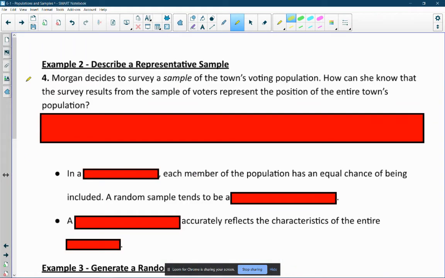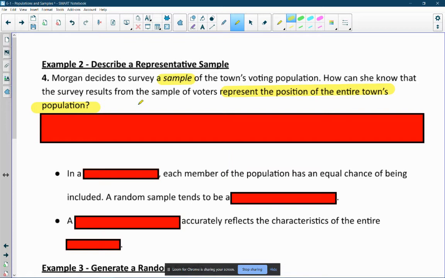So moving on. Example 2, describing a representative sample. Number 4 says Morgan decides to survey a sample of the town's voting population. How can she know that the survey results from the sample of voters represent the position of the entire town's population? So what she wants to know is, do those 100 people represent all of the people?